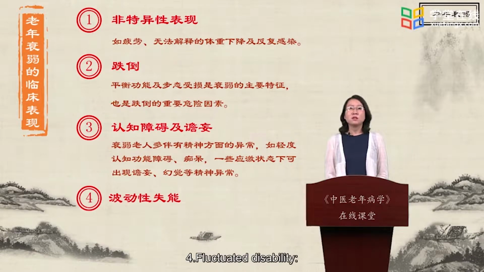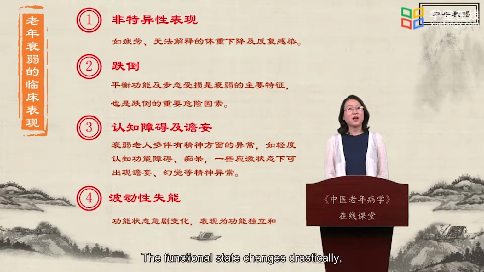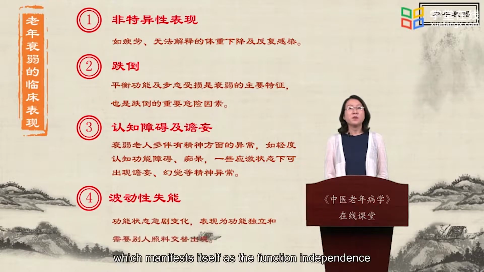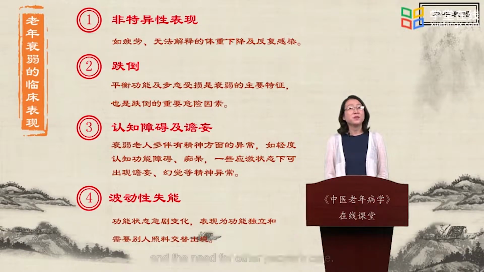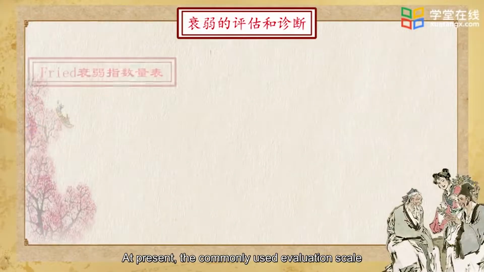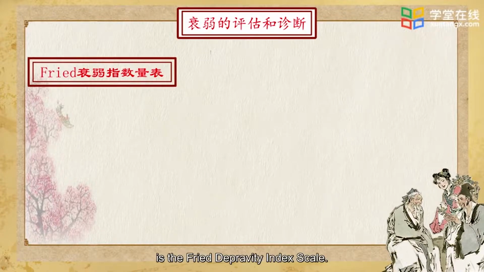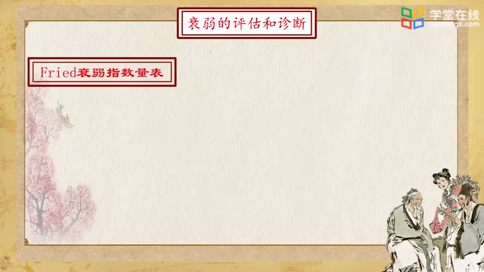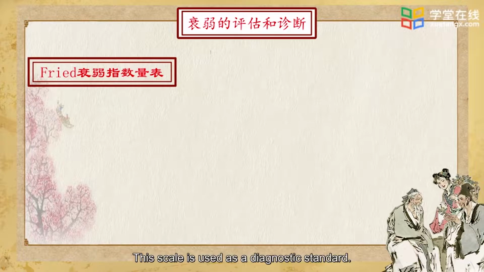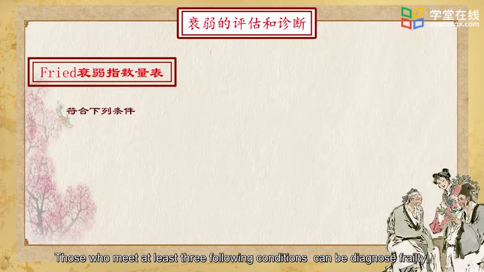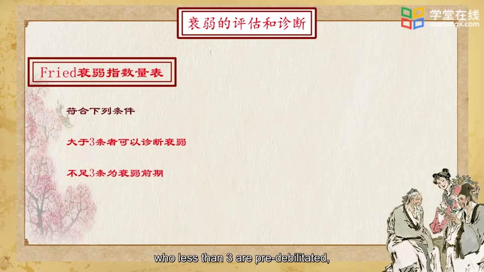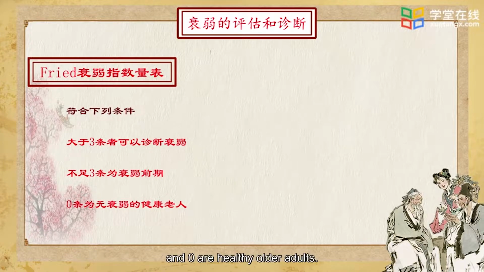4. Fluctuating disability. The functional state changes drastically, which manifests itself as functional independence and the need for other people's care. So how do we assess and diagnose frailty? At present, the commonly used evaluation scale is the Fried Frailty Index scale. This scale is used as a diagnostic standard. Those who meet at least 3 of the following conditions can be diagnosed with frailty. Those who meet fewer than 3 are pre-frail, and 0 are healthy older adults.